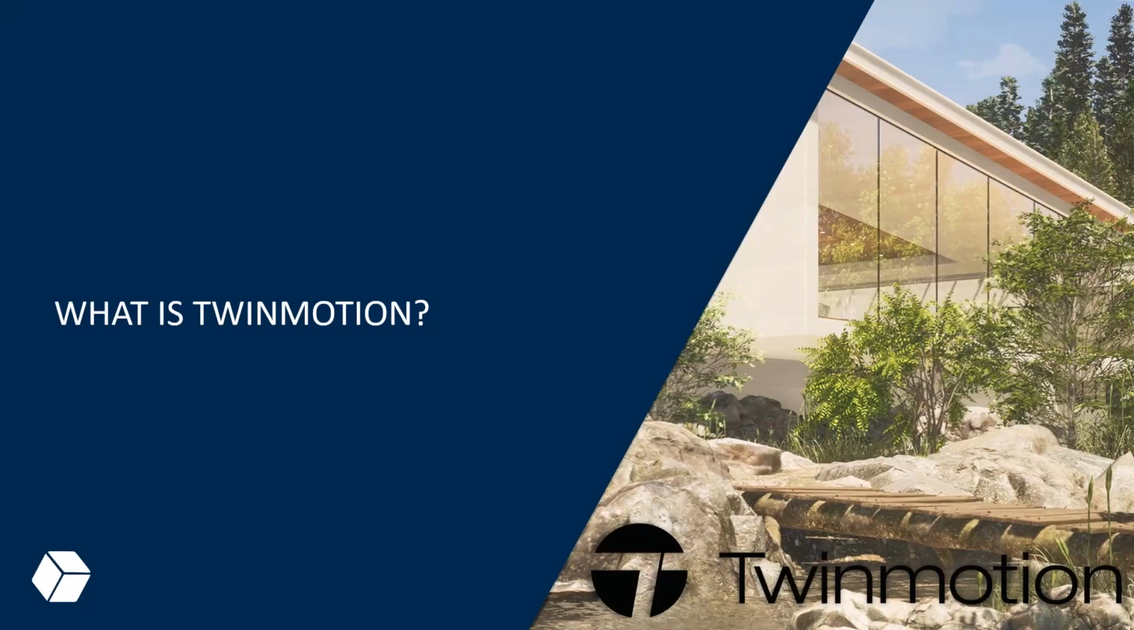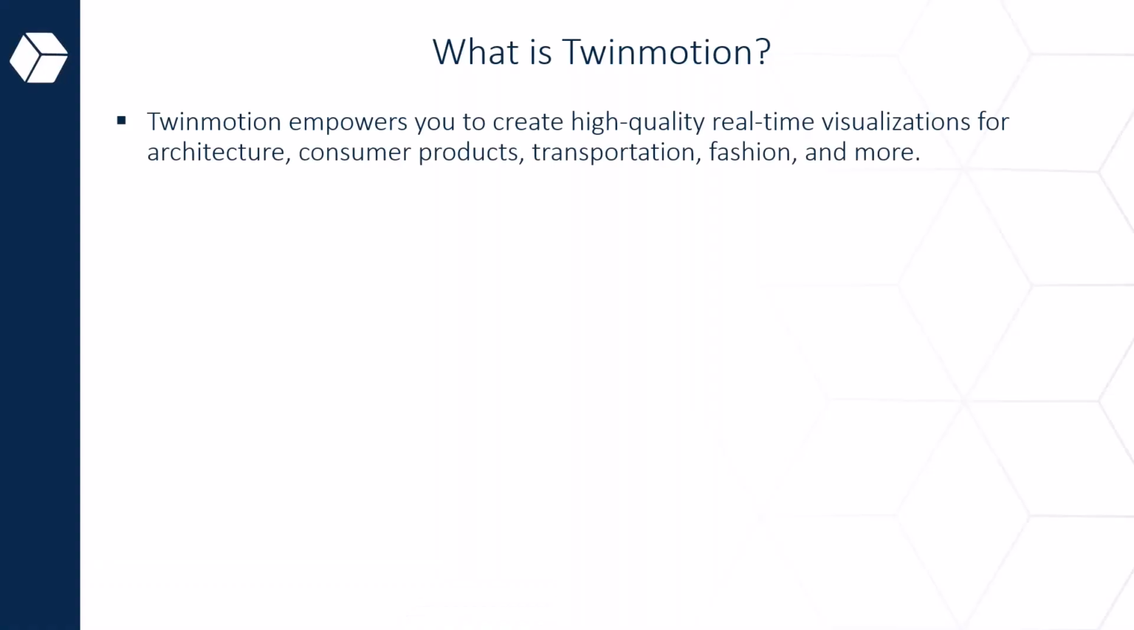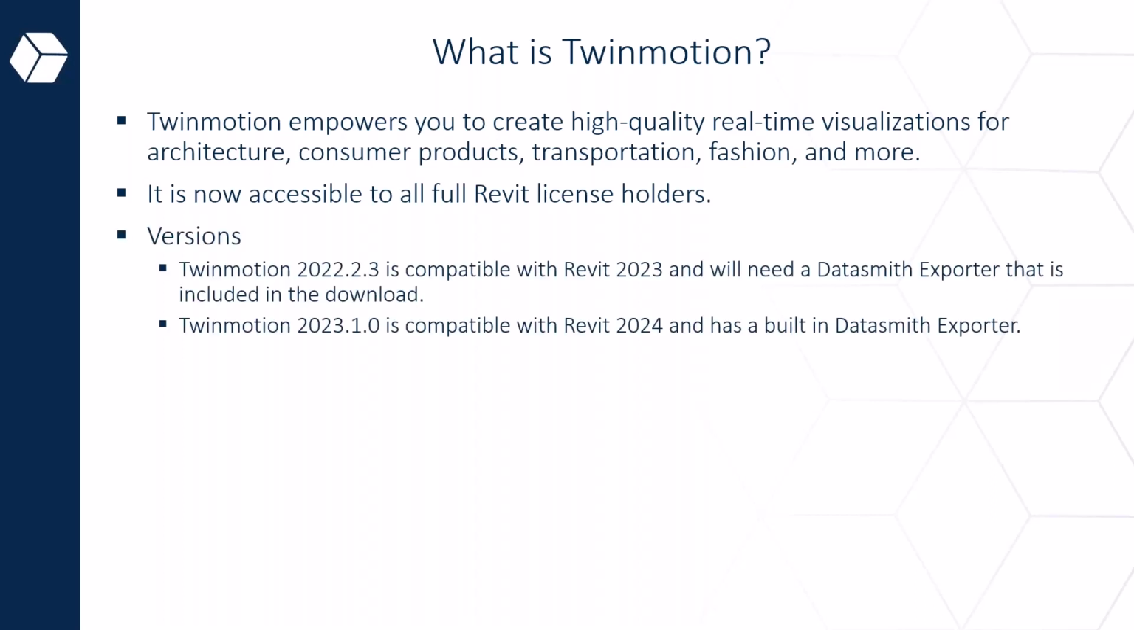So moving on to what is Twinmotion. Twinmotion empowers you to create high-quality real-time visualizations for architecture, consumer products, and transportation, fashion, and more. And this doesn't mean it's specific to one sector in the built environment, for example. It can be applied to things like fashion, which I think is quite an interesting tool. It is now accessible to all full Revit license holders, so it is not accessible, unfortunately, to Revit LT license holders. So just keep that in mind.